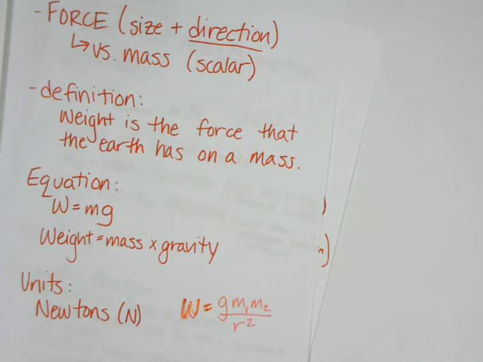But in a hypothetical situation where you're measuring the weight on a different planet or on the moon, you would use the mass of the moon, and then the radius is the distance between these two things. So that basically just explains weight.